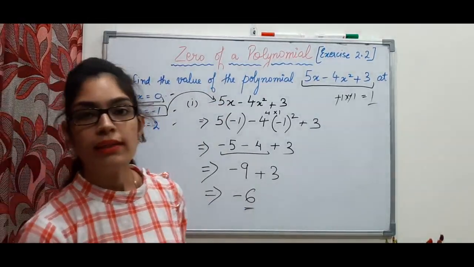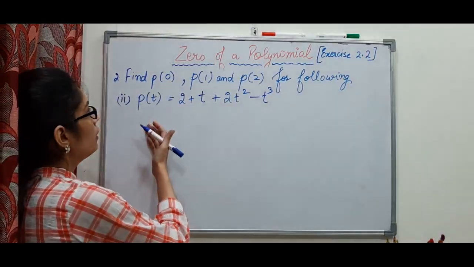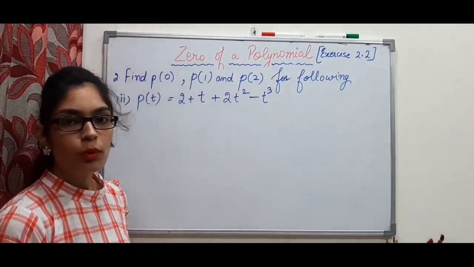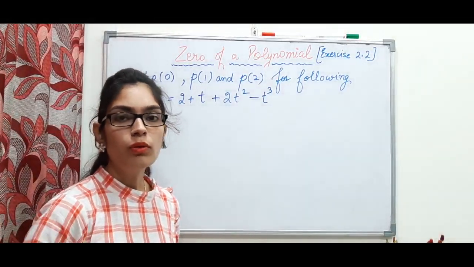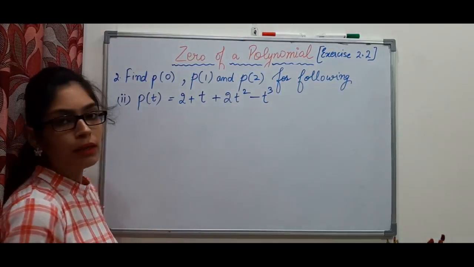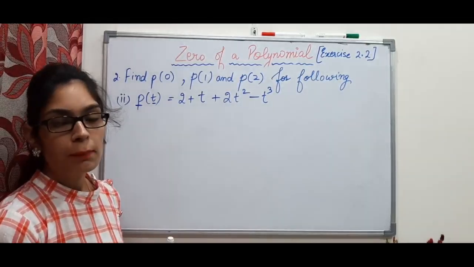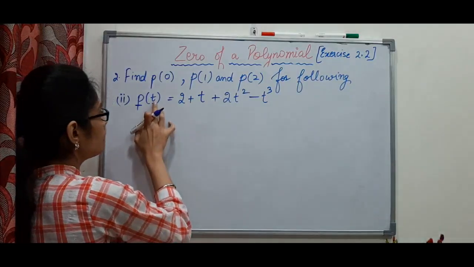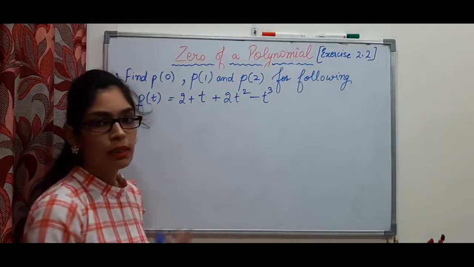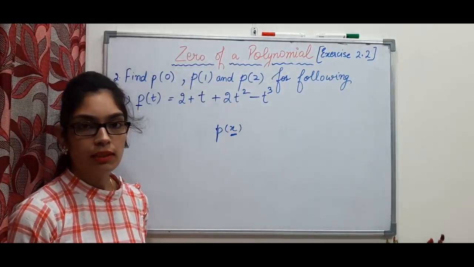Now let's do the next question of your exercise. Second question, find P0, P1 and P2 for the following polynomial. So 4 parts have been given to you. I will do 2 parts and 2 you have to try yourself. So this is how we write a polynomial: P means polynomial and t refers to which variable your given polynomial is in. So we have written t, since the given polynomial has variable t. If the given polynomial has variable x, you will write Px.